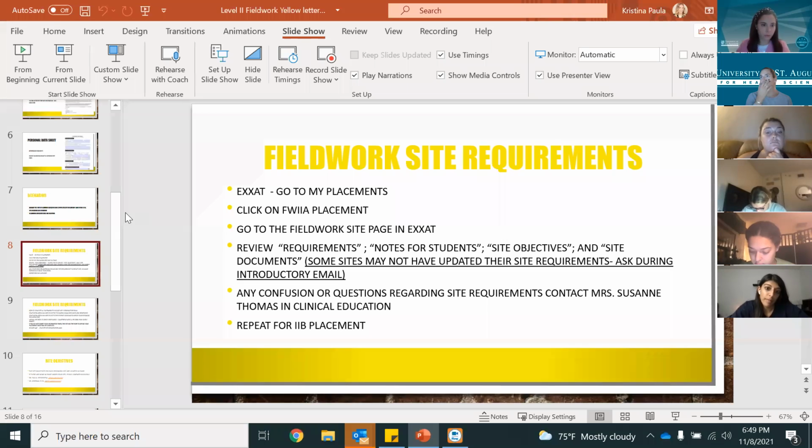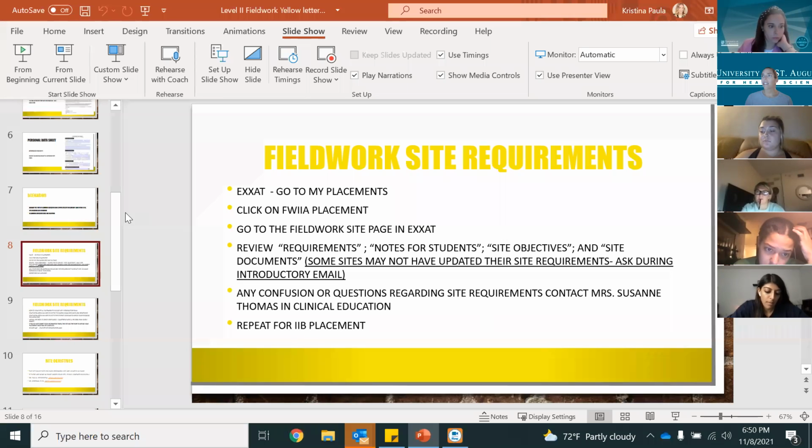Some of them may have you take a prep course, which is like a 4-hour video on PPE. They might have you do a background check, all that information that they might ask you for again. So you can find some of this information if you go on to Exact. It's under requirements, notes for students. You have your site objectives and your site documents.